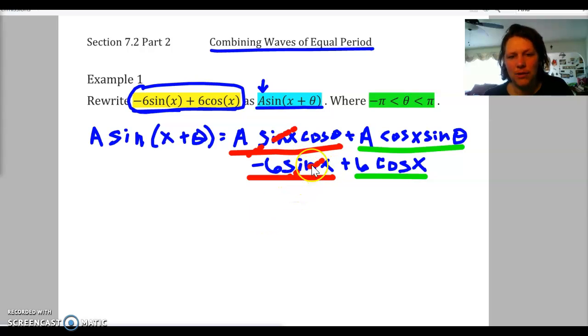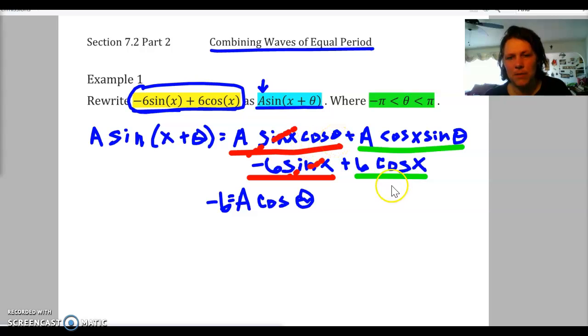What I am doing is comparing. I'm saying I have a sine x in both of them. So therefore, negative 6 must have to equal a cosine theta. All right, so see how I did that? I just said these both have a sine x, so therefore my negative 6 is going to have to compensate for all of a cosine theta.